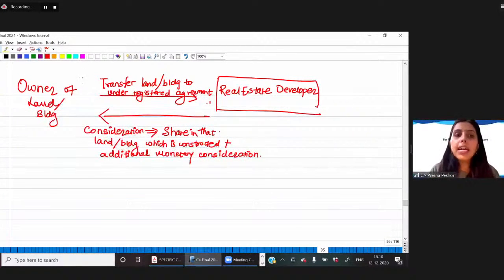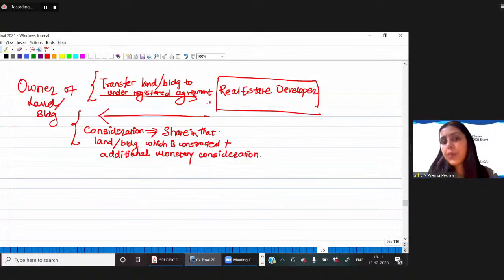Now, here there is a transfer which is happening of land or building. And in return, you are receiving some amount of consideration. What do you think? Whether there is a transfer under section 2(47)? Yes, there is a transfer in this particular case of the land or building by the owner to the real estate developer. Now, this transfer is taxable under the head capital gain, right?